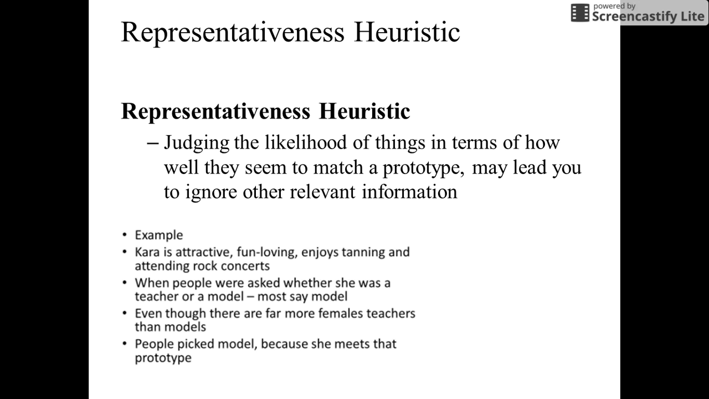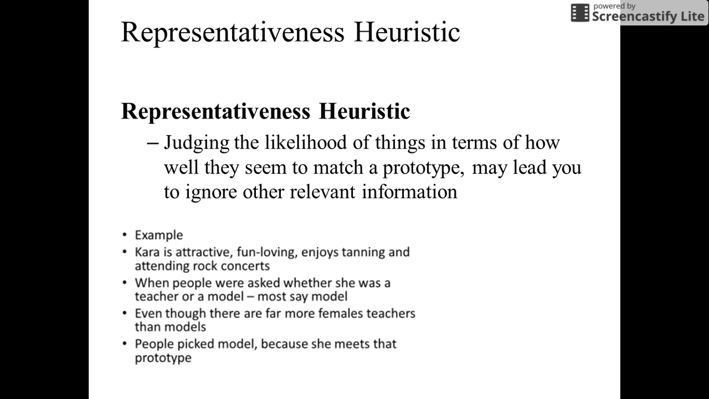You may make a shortcut based upon representative heuristics. You may judge a situation based on the likelihood of things in terms of how well they match their prototype. This may lead you to ignore other relevant information. So if you had the statement listed below, okay, Kara is attractive, fun-loving, enjoys tanning, and attends rock concerts. When people were asked whether she was a teacher or a model, most would say a model because she matches the prototype. You're not even looking or getting evidence to tell you which one is correct. You're just using a shortcut based off of somewhat of a stereotype.